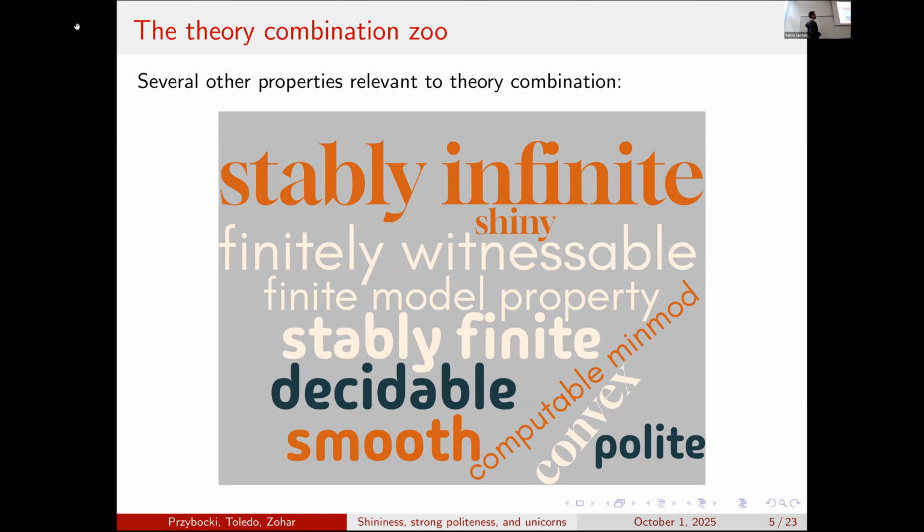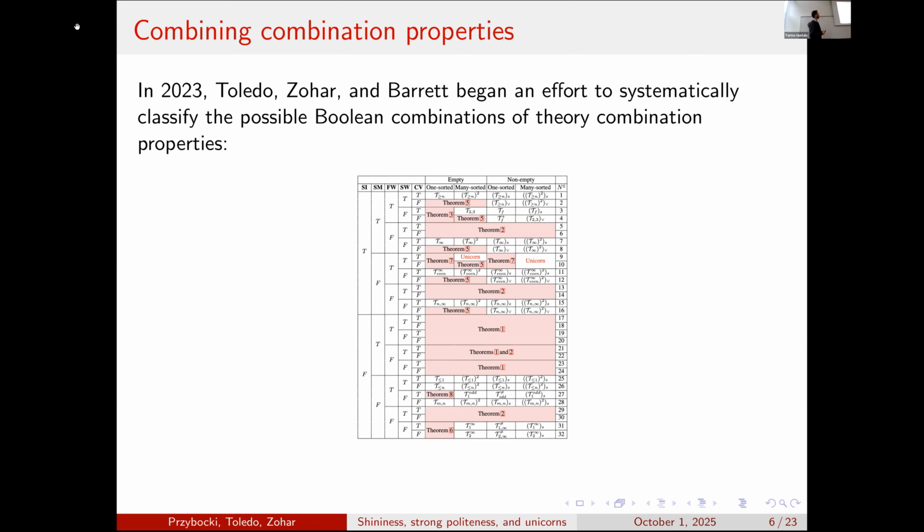I mentioned stable infiniteness, but there's actually a bunch of these properties that show up. We just heard about politeness. There's also shininess, and these depend on technical conditions like finite witnessability and the finite model property and so on. A few years ago, the logical relations between all these notions were relatively poorly understood. There were a few isolated results saying that some properties imply others, but the overall landscape wasn't well understood.